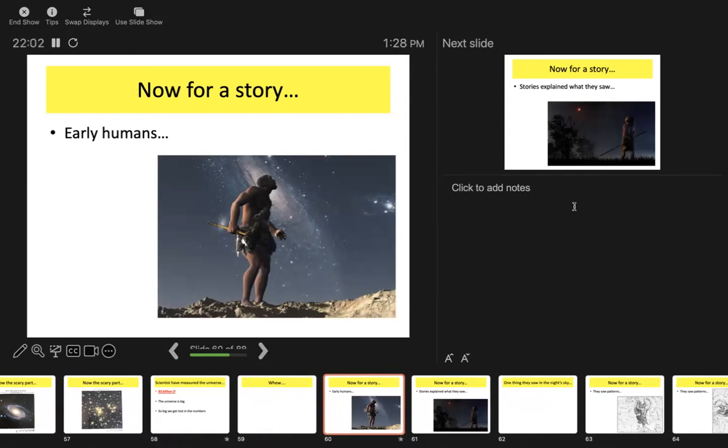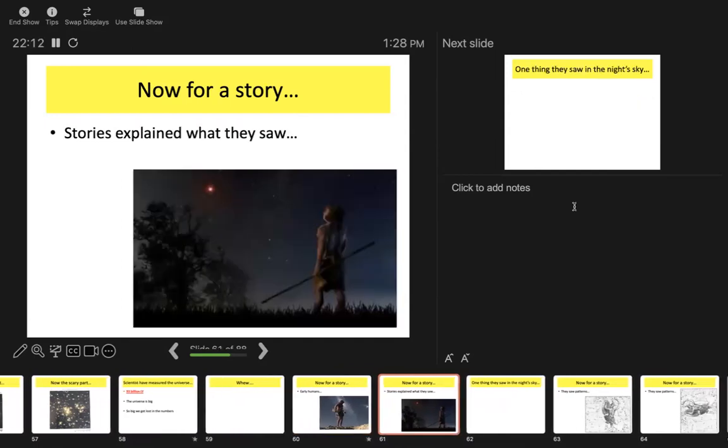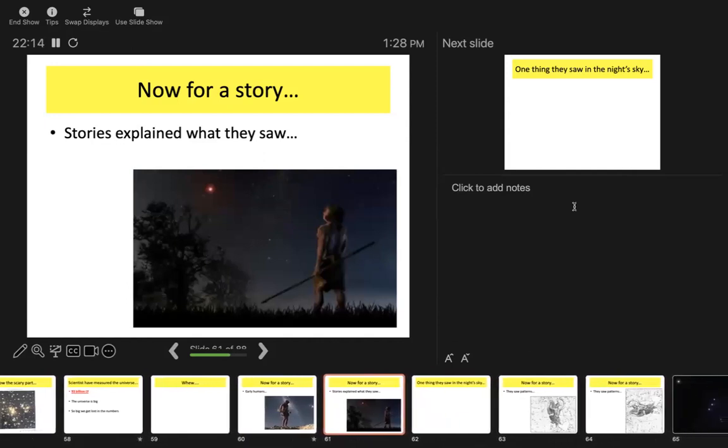A natural inclination was to look up in the sky and witness the beauty of the heavens. Well, they had to do something. We're humans, right? Anything that happens, we want an explanation of what's going on. So the early humans, because they lacked the science, would look at the sky and make up stories that explained what they saw. And they literally made up stories.